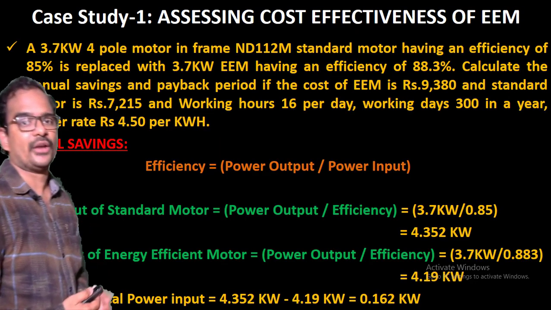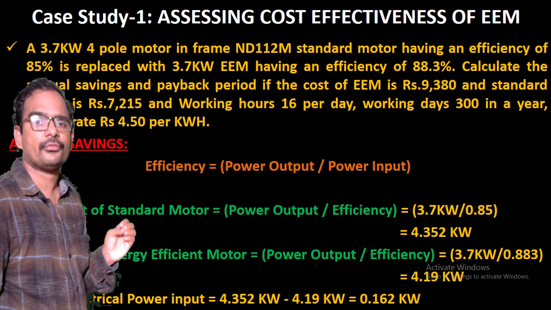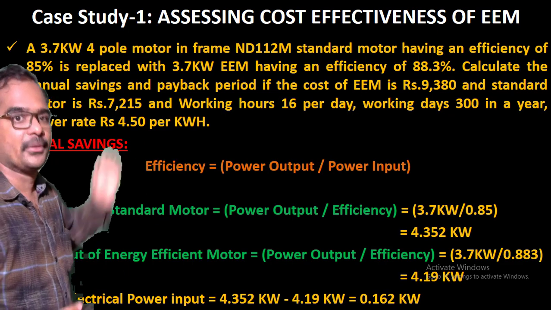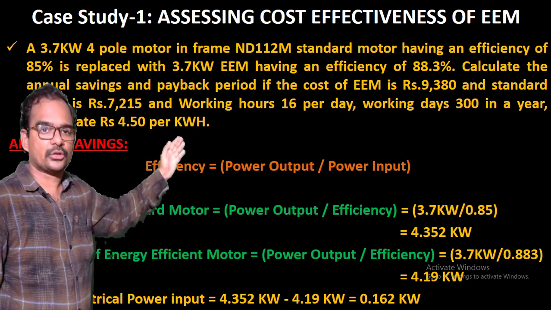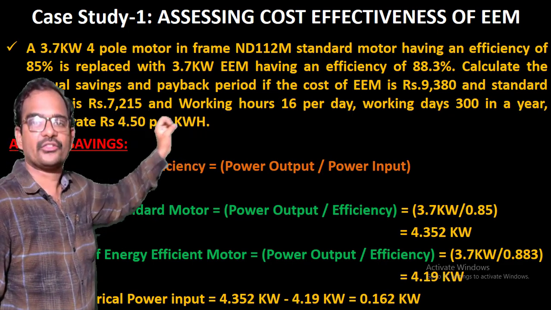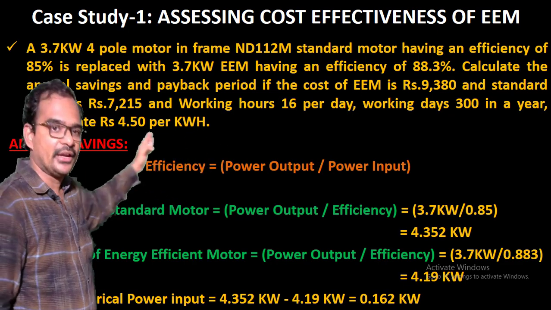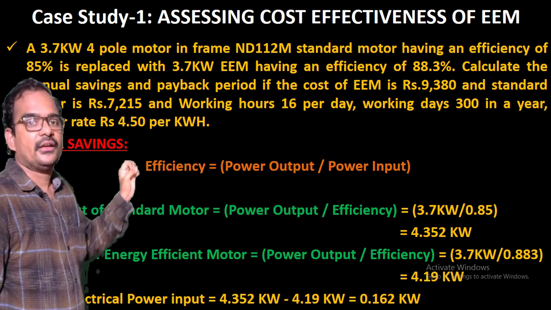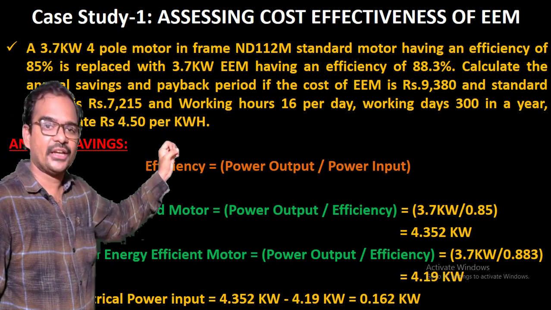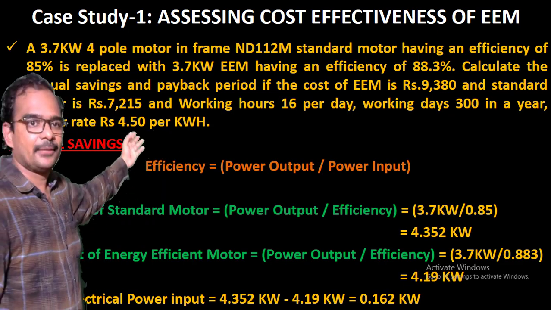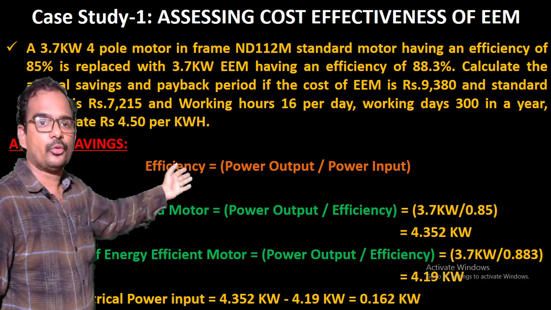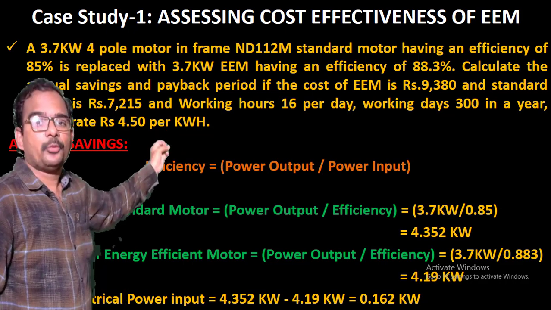Now let's see case study 1, which is assessing the cost effectiveness of an energy efficient motor. Now let's take a problem here. A 3.7 kilowatt 4-pole motor in frame ND112M standard motor. So a 3.7 kilowatt standard motor is having an efficiency of 85%, and this standard motor is going to be replaced with the same capacity energy efficient motor having an efficiency of 88.3%. You can see here the same 3.7 kilowatt motor. If it is a standard motor, its efficiency is 85%. If it is an energy efficient motor, its efficiency is 88.3%.